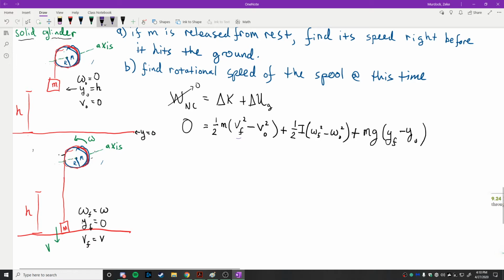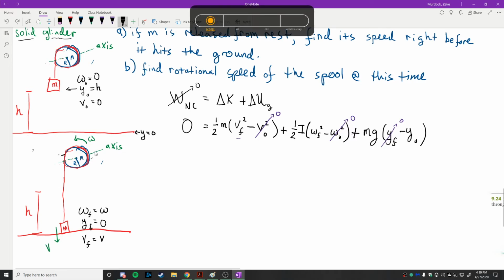Okay, let's plug in our zeros here. Omega naught is 0. Y final is 0. And V initial was 0. Let's plug in everything else now.